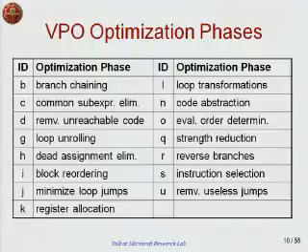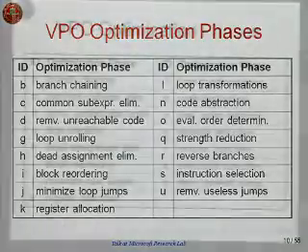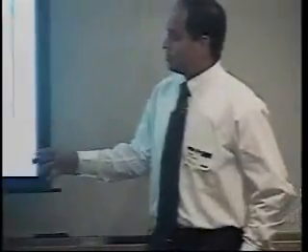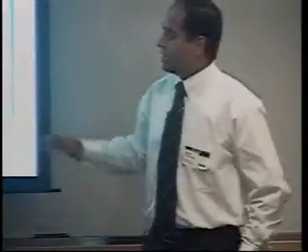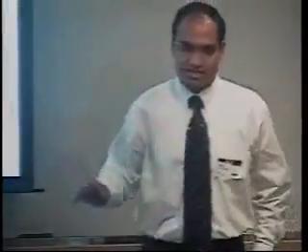So this table lists the different optimization phases that are present in VPO, and without going into detail about what each of these does, I just wanted to point out that VPO is a compiler backend, and we have present most of the optimization phases that are normally present in a typical C compiler backend.